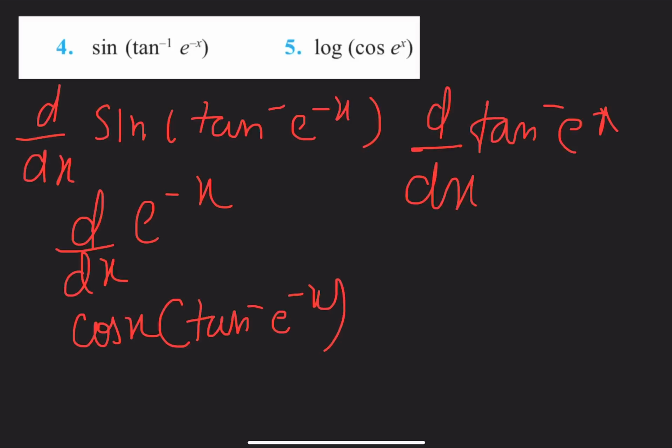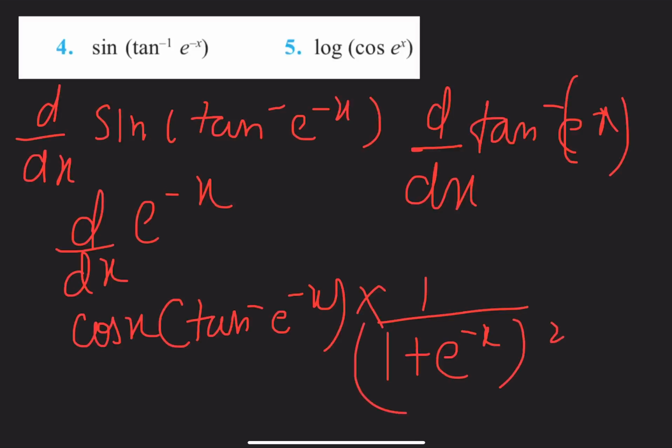Derivative of tan inverse is 1 upon 1 plus x square. Instead of x, you have e to the power minus x. So this will be 1 upon 1 plus e to the power minus x whole square, into the derivative of e to the power minus x. The derivative of e to the power x is e to the power x, and with a minus sign there, just put a minus sign in between. Into minus of e to the power minus x is the derivative.